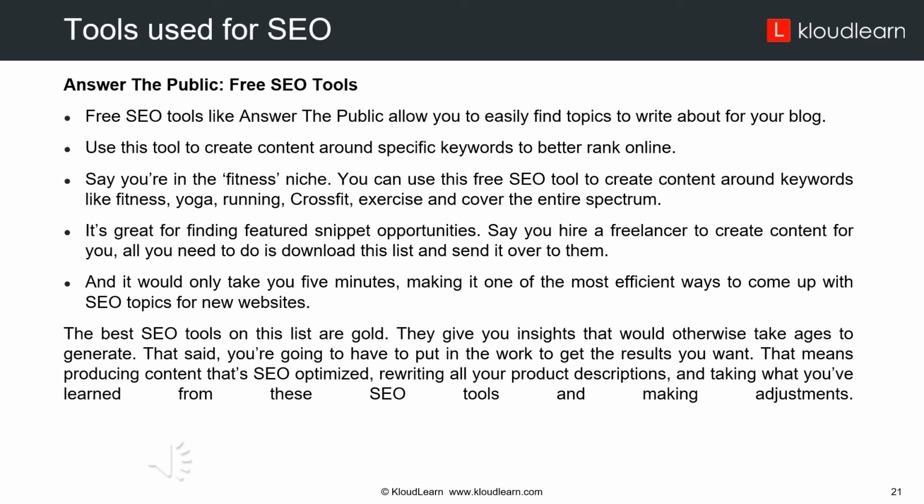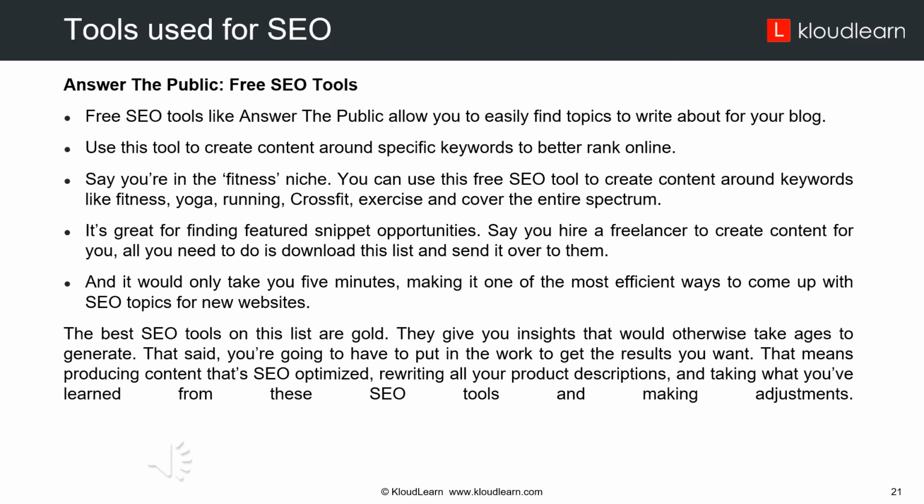Free SEO tools like Answer the Public allow you to easily find topics to write about for your blog. Use this tool to create content around specific keywords to better rank online. Say you're in the fitness niche. You can use this free SEO tool to create content around keywords like fitness, yoga, running, CrossFit, exercise, and cover the entire spectrum. It's great for finding featured snippet opportunities.